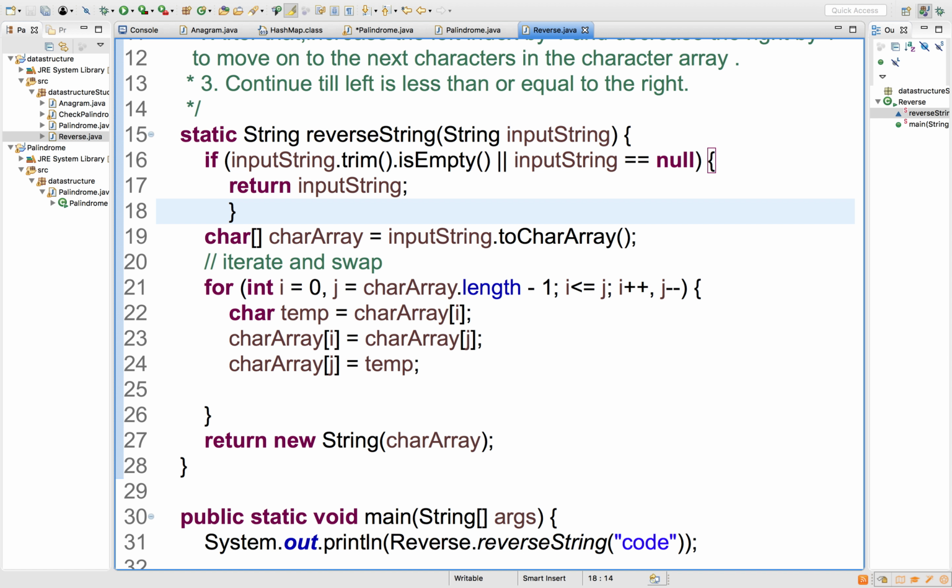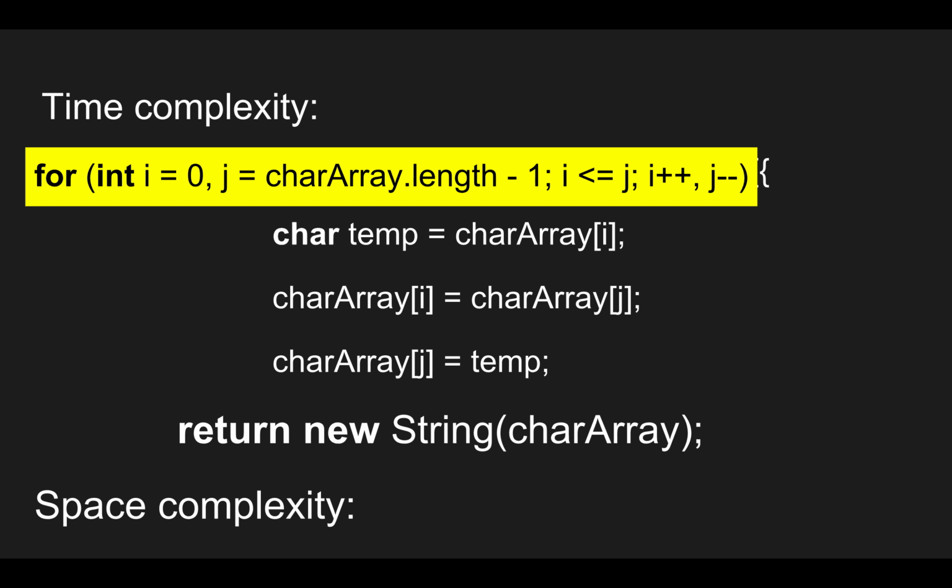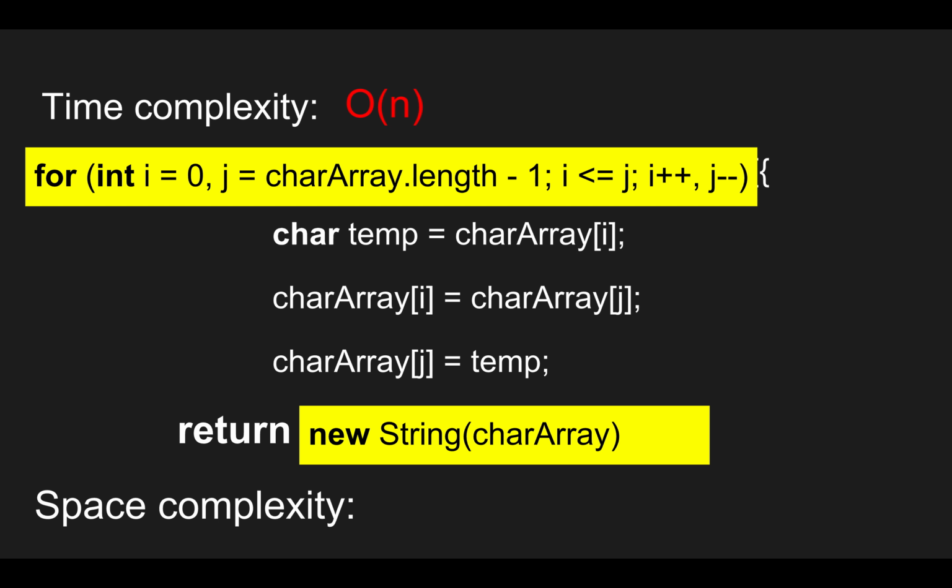Okay, now let's discuss its time complexity. For time complexity, as we see in the for loop, we are iterating the whole char array and hence the time complexity is order n, where n corresponds to the number of characters in the char array. And for space complexity, as we see, we are returning a new string by converting the char array into a string. Hence the space complexity is also order n, where n corresponds to the number of characters in the char array.